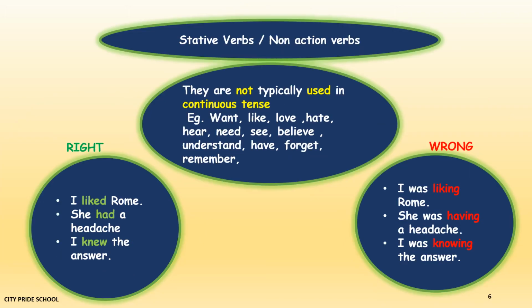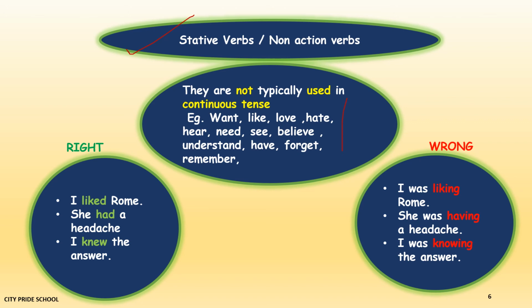Now this is an important piece of information, children. Stative verbs. These are the verbs which are non-action verbs. They do not represent any actions, and the list is here: want, like, love, hate, hear, need, see, believe, understand, have, forget, remember. You cannot perform any action for these verbs, so they are called stative. Stative means they are stationary.